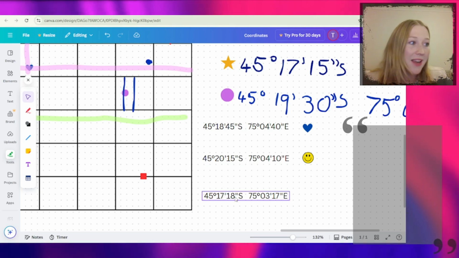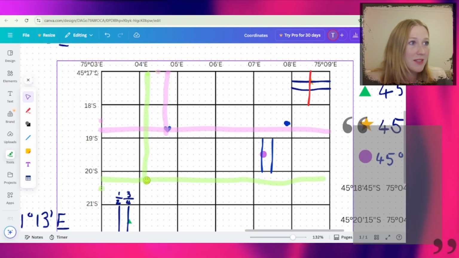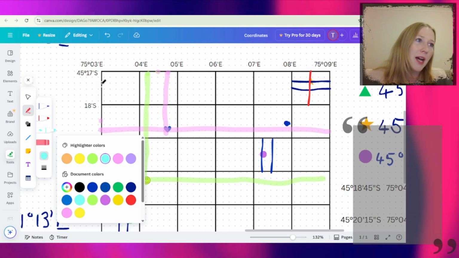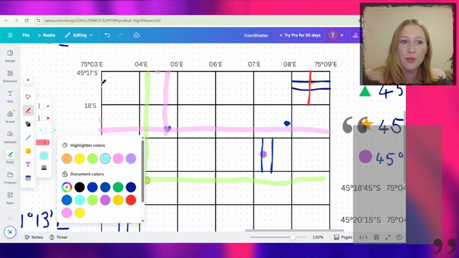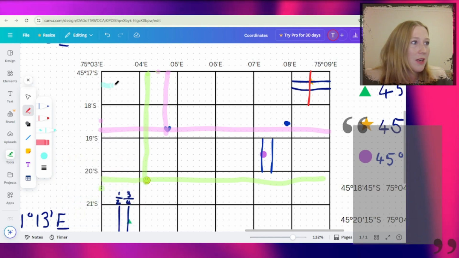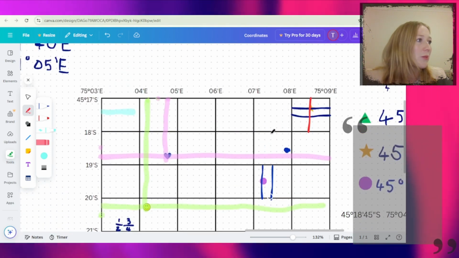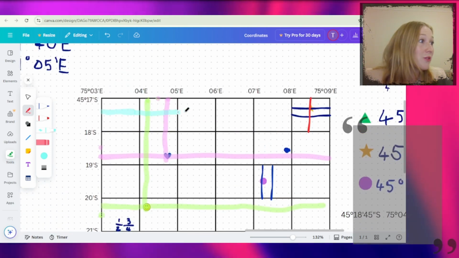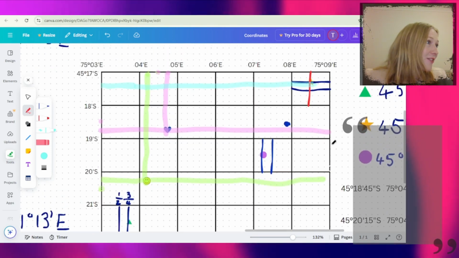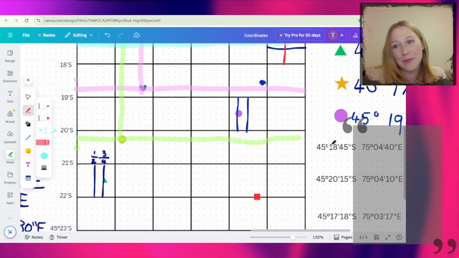17 minutes, 18 seconds south. 17 minutes, 18 seconds. So 18 seconds kind of sounds like a third. It's quite close to 20 seconds, so it's about a third. Let's say there. Wait. Am I the wrong thing? Oh yeah, no, I'm on the right thing. Oh dear. Am I going to go back to the star? Have I given myself coordinates back to the star? I think I have. It's okay.